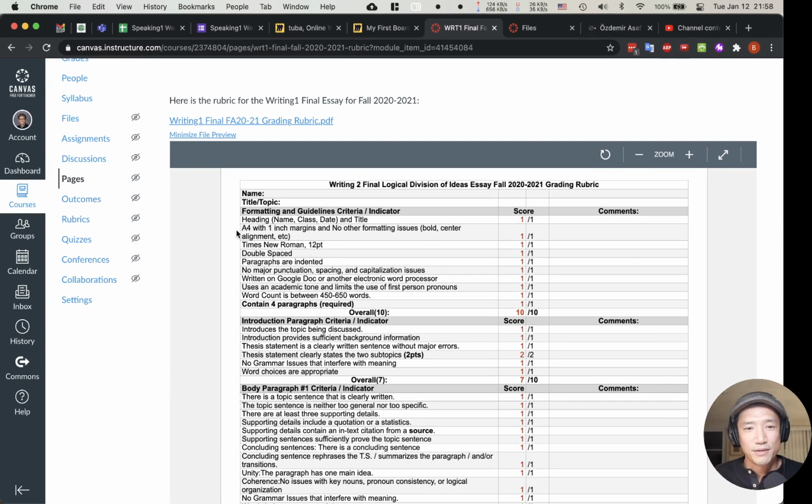And remember, you can only have 4 paragraphs. You need 450 words as the minimum, up to 650 words. If you go over a little bit, totally fine. But if you go over a lot, into the 700 words part, I'm going to take off points. And if it goes further, I'll take off more points. So be careful with that.